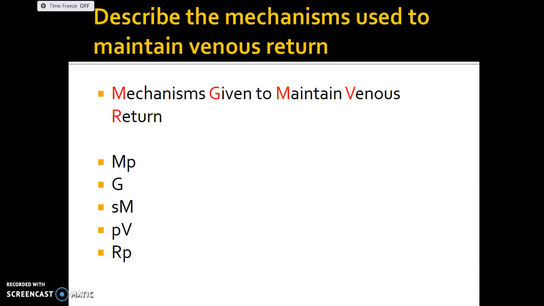Now, as soon as you see this, I just need you to focus on these key words. Mechanisms, instead of 'used', we're going to change it to 'given'. 'To' is silent, maintain venous return. MG, MVR. It's a good one to use because you've only got to change one word, which is 'used' to 'given'. And that then gives you the first letter of each of the mechanisms.